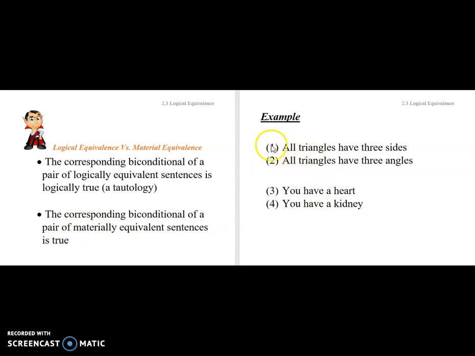However, only one of these pairs of sentences is logically equivalent. Okay, so our task together, we'll work through this together, is to figure out which pair, 1 and 2 versus 3 and 4, is in fact logically equivalent, even though they're both materially equivalent. Okay, so step 1, I want you to find the corresponding biconditional of this pair of sentences, 1 and 2. I also want you to find the corresponding biconditional of this pair of sentences. Okay, so pause now and do that.